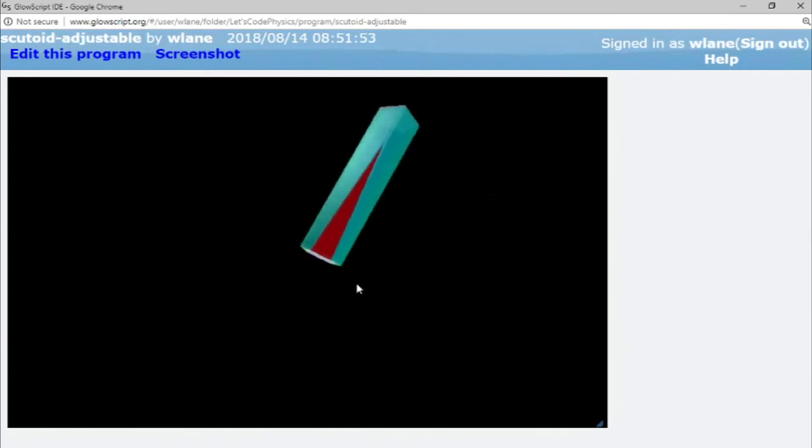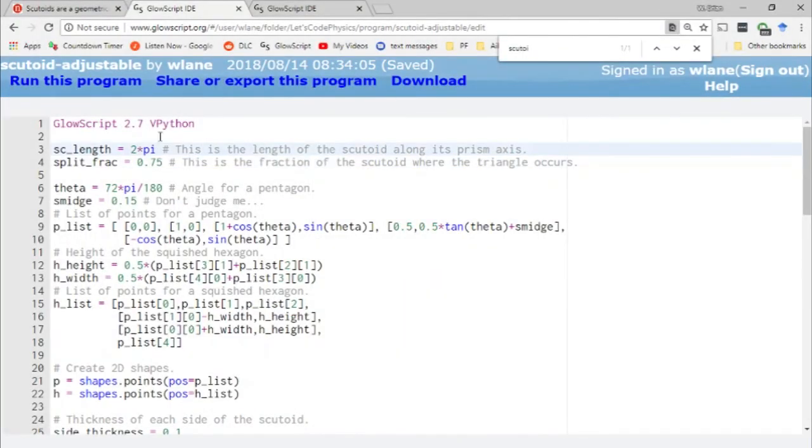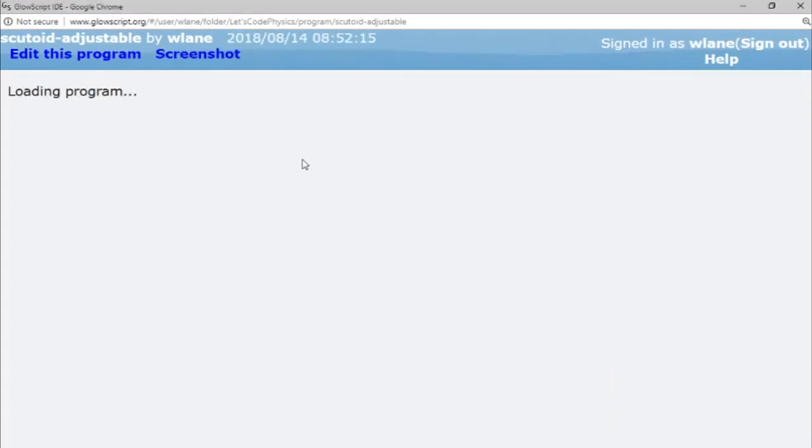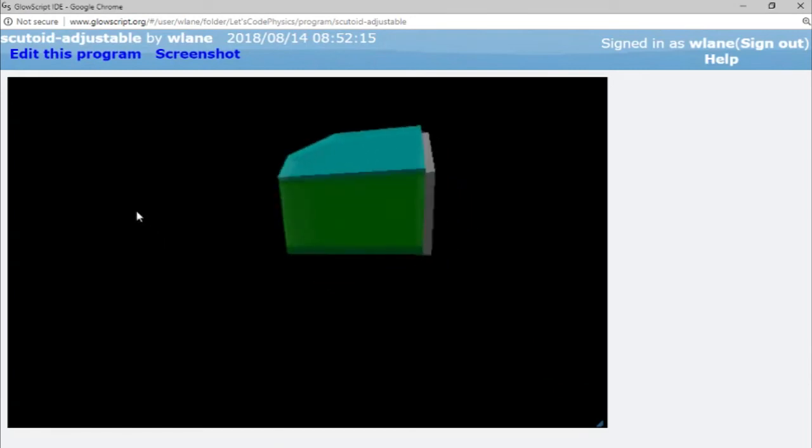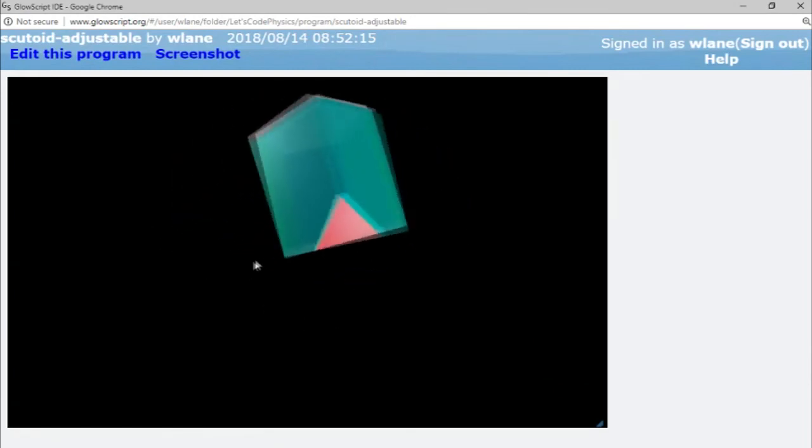It worked. Let's try adjusting both of them. Let's say, let's make this one 1.67, and let's make this one 1/3. Let's do Control 2. And there we have it. We have a nice adjustable scutoid.